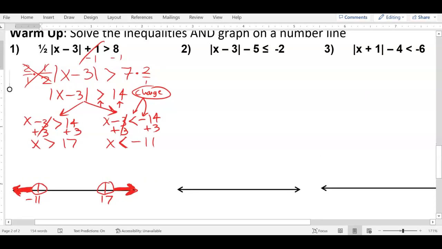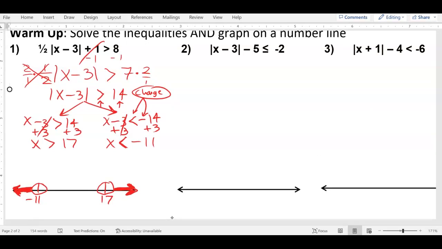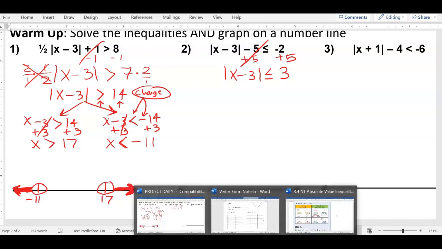Let's look at number 2. I see I have bars with a -5 loner, so I got to get rid of that -5. So let's add 5 here, add 5 here. So the -5 and +5 cancel. I'm going to bring down absolute value of x minus 3 less than or equal to, and then -2 plus 5 is 3.